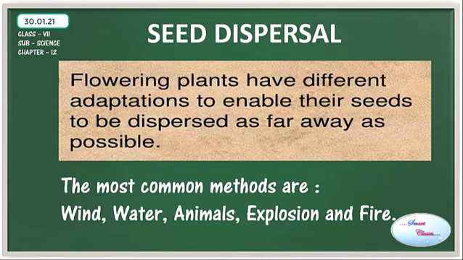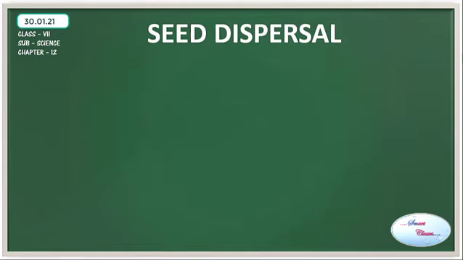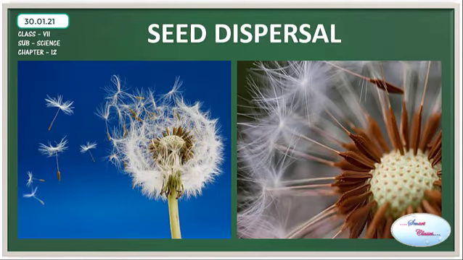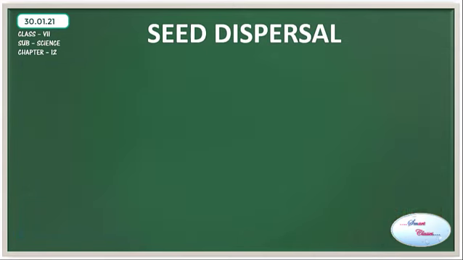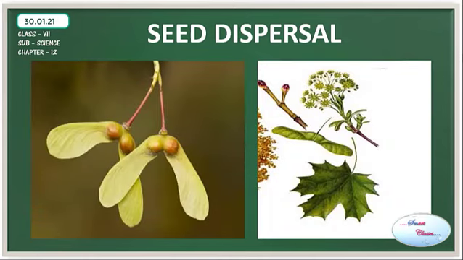Plants benefit by seed dispersal. It prevents competition between the plant and its own seedlings for sunlight, water, and minerals. It enables plants to invade new habitats for wider distribution. Have you ever blown on a dandelion head and watched the seeds float away? This is wind dispersal. Some plants like drumstick and maple trees have winged seeds. They don't float away but flutter to the ground.